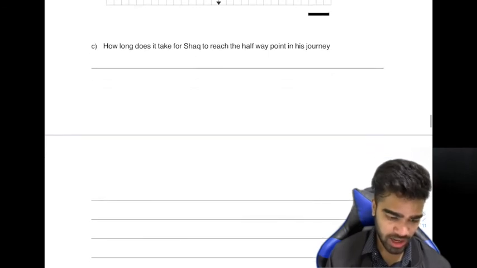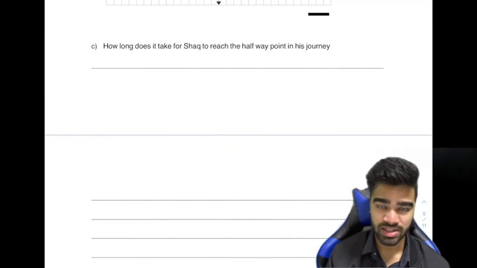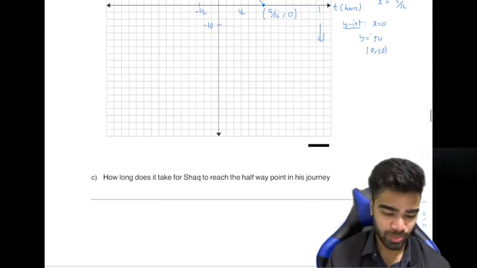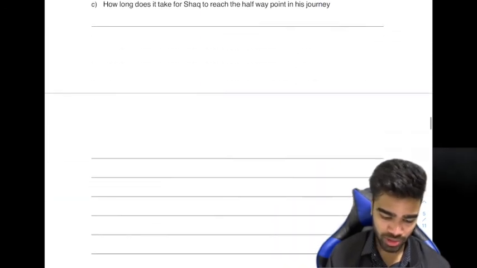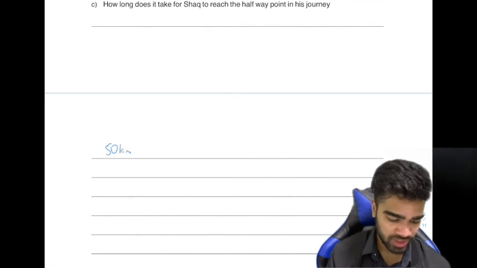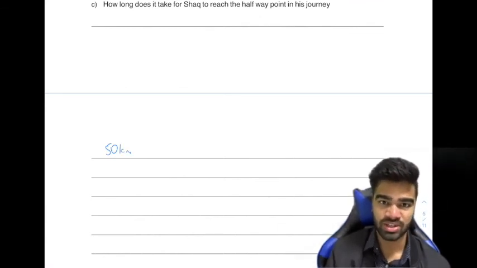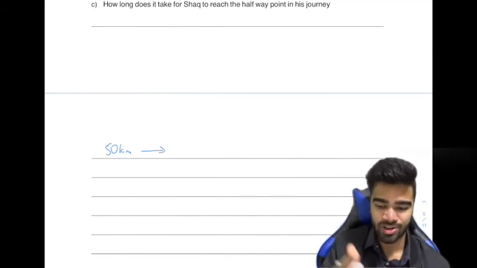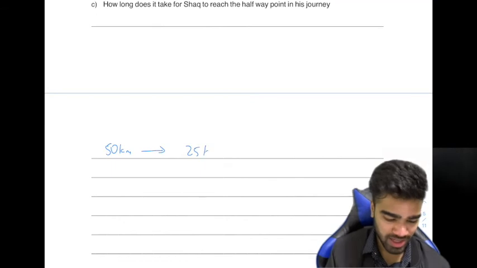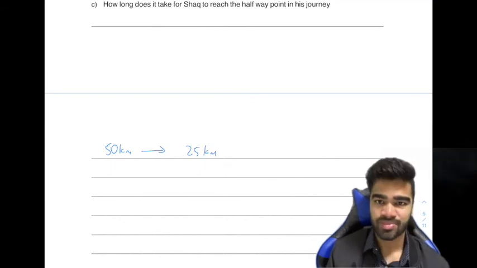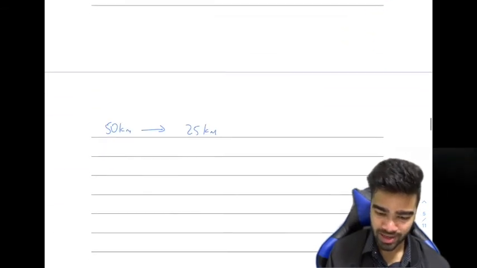Next question. How long does it take Shaq to reach the halfway point in his journey? Okay, what does the halfway point mean? Well, how long is his whole journey? His whole journey is 50 kilometers, right? His journey from LA to his house is 50 kilometers. Then what's half of 50? Because the halfway point is half of 50, which is 25 kilometers, right? 25 kilometers. So then, we know our equation.